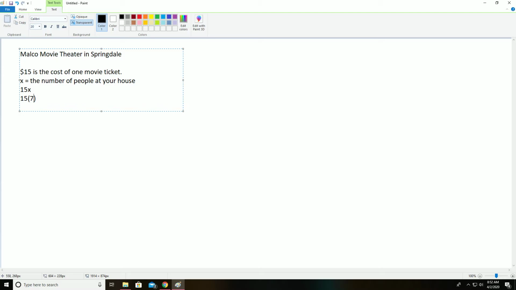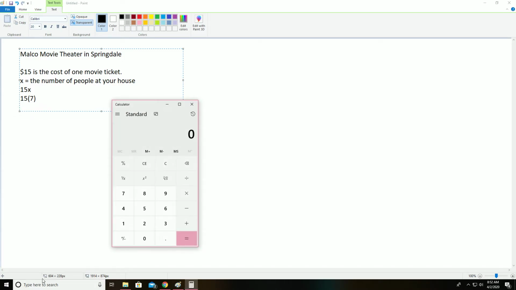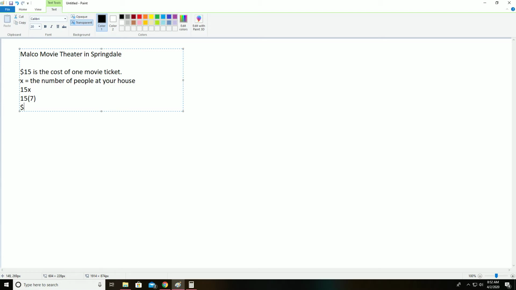So then you would have to assign the value of X for the number of people that are in your house. That's all I'm doing on these problems. So if I was going to do 15 times 7, my answer, let's pop up the calculator because I don't know 15 times 7 off the top of my head. 15 times 7, so $105 is how much it's going to cost to go to the movie theater.